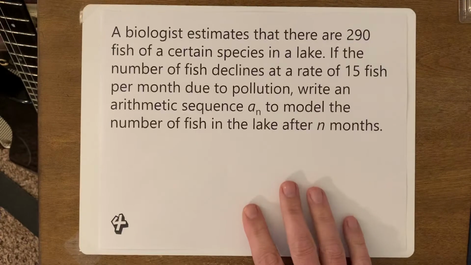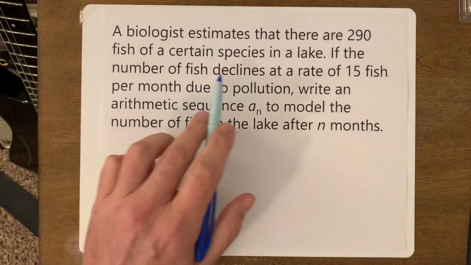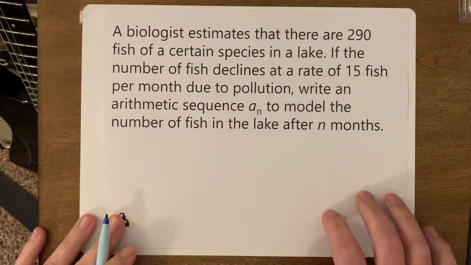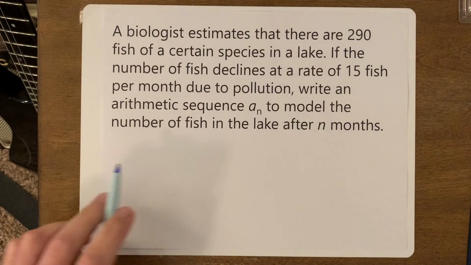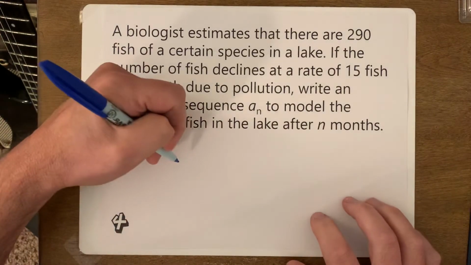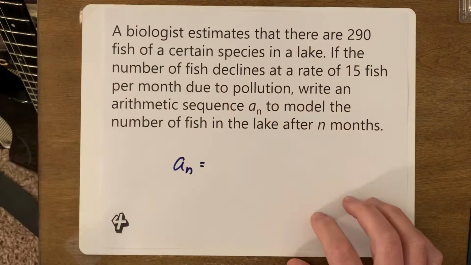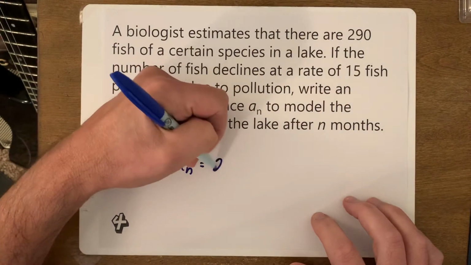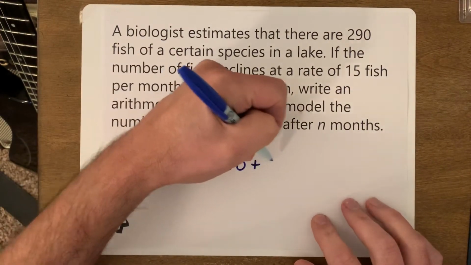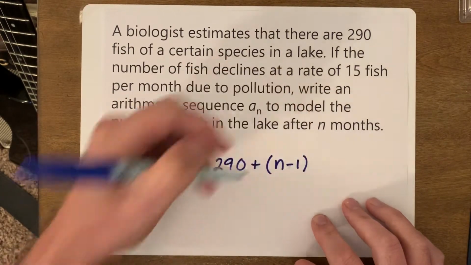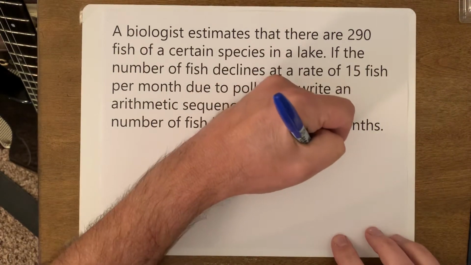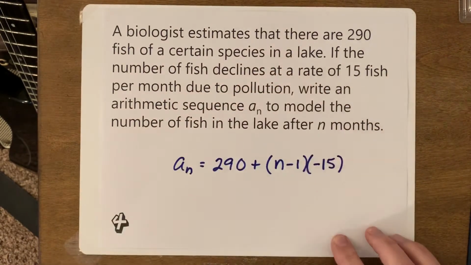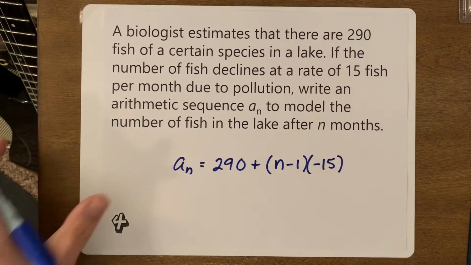Okay, this one says, a biologist estimates that there are 290 fish of a certain species in a lake. If the number of fish declines at a rate of 15 fish per month due to pollution, write an arithmetic sequence a sub n to model the number of fish in the lake after n months. So again, a sub n is equal to, and it looks like we have 290 fish in there, plus, and then we have an n minus 1, and then it says it's declining at a rate of 15 fish per month. So that means we need to have a negative 15 for our common difference right there for that one. All right, so those are some good word problems.